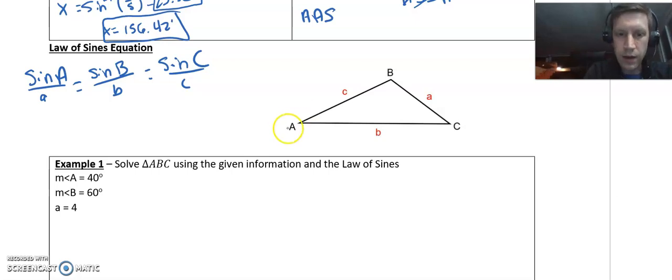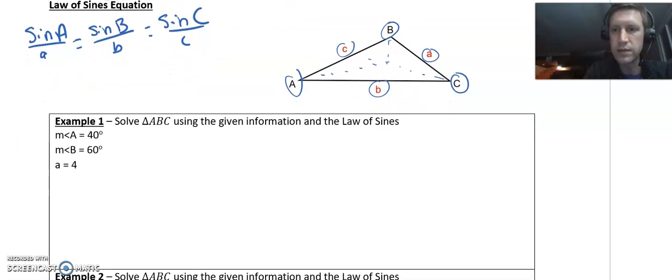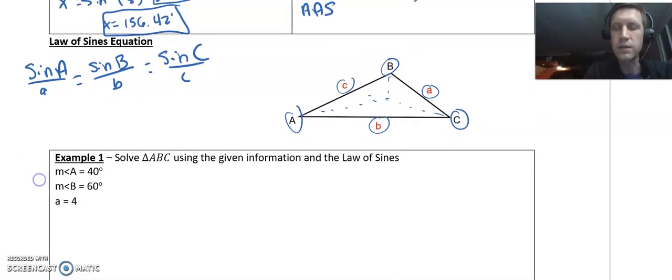Keep in mind here that any capital letters represent angles, and across from that will be the lowercase of that same letter, and lowercase represents side lengths. So angle C is across from side c, angle B across from side b, and so forth. Lowercase is sides, capital is angles.